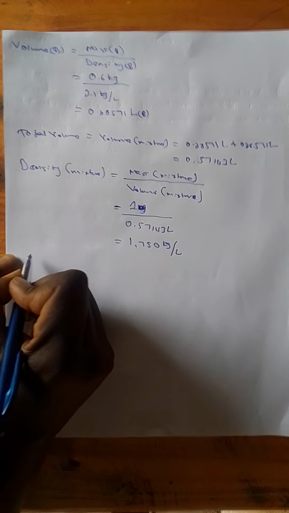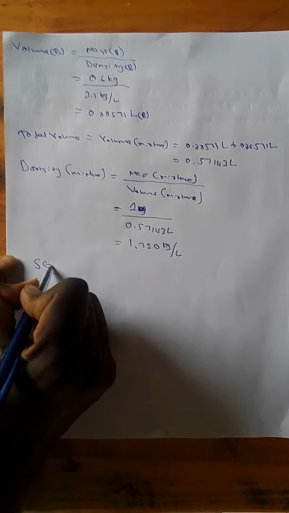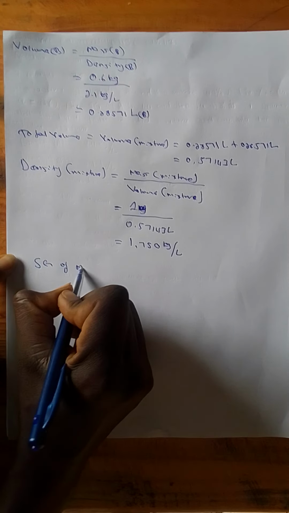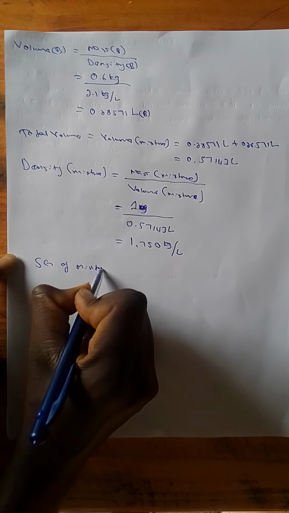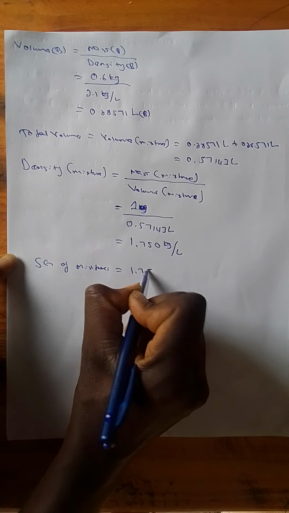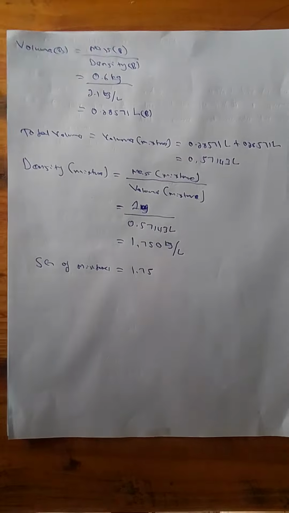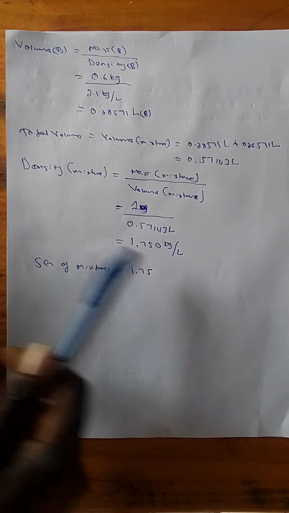Now with that said, that is actually our density, and that is actually our SG. So for surety's sake, we can say SG of mixture is equal to 1.75, and that is how to solve this question and calculate the SG of the mixture, and the SG is 1.75.